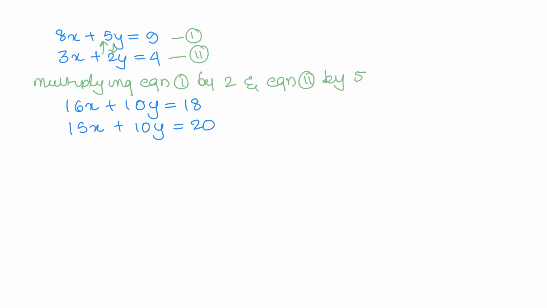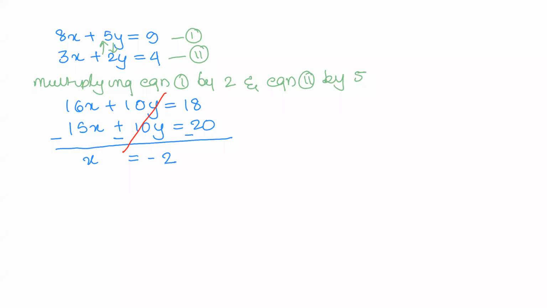Now what are we going to do? We are going to subtract them. अब हम इन्हें subtract करेंगे तो हमारा 10y eliminate हो जाएगा. And that is the sole purpose of elimination method, कि हम लोग को कोई भी एक वेरिएबल को eliminate करना होता है. And when you do the subtraction, one variable gets eliminated. So let's see. 16x minus 15x gives you simply x. And 18 minus 20 will give you minus 2. So you got the value now.